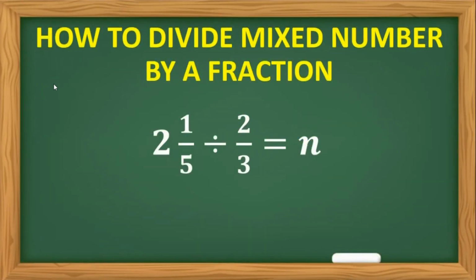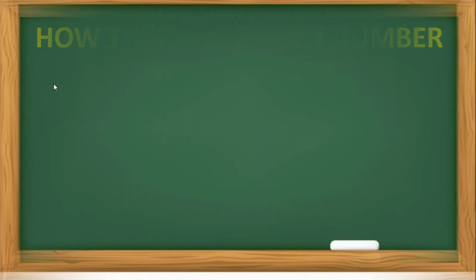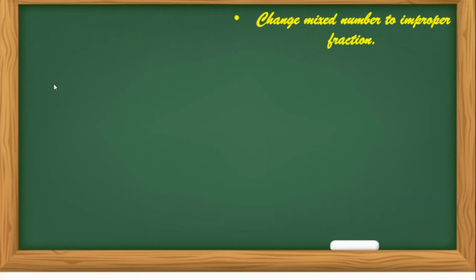How about if the first fraction or the dividend is a mixed number and the divisor is a fraction? Like for example, we have 2 and 1/5 divided by 2/3. So the first step is to change the mixed number to an improper fraction. So you have 2 and 1/5 divided by 2/3. 5 times 2 equals 10 plus 1 equals 11. Then copy the denominator 5. So it becomes 11 over 5 divided by 2/3.